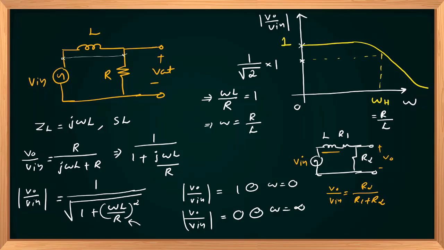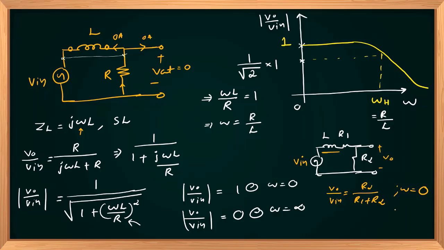And as omega tends to infinity, the inductor acts as an open circuit because its impedance is j omega L. As omega tends to infinity, impedance will be infinity, open circuit. So there is no connection between input and output, or this branch is open, 0 ampere current flows. The right side branch is also open, which implies there is no current through R. So V out equals 0.